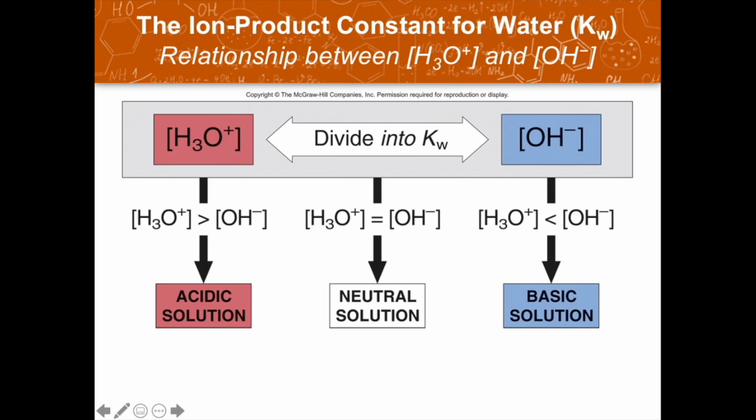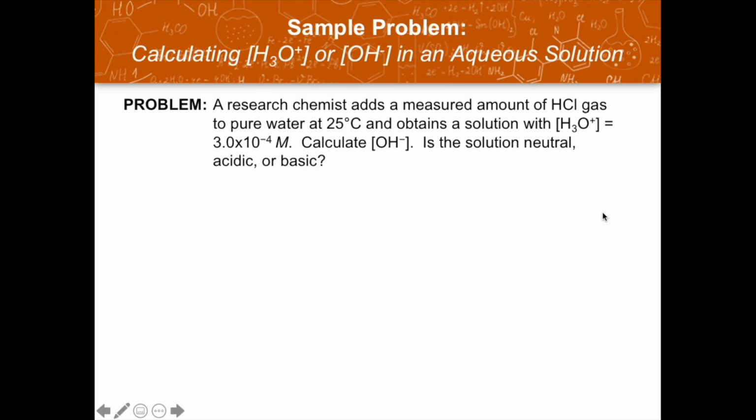For example, a research chemist adds a measured amount of hydrogen chloride gas to pure water at 25 degrees Celsius and obtains a solution with a hydronium ion concentration of 3.0 times 10 raised to negative 4 molar. Now, calculate the concentration of hydroxide ion, and is the solution neutral, acidic, or basic?